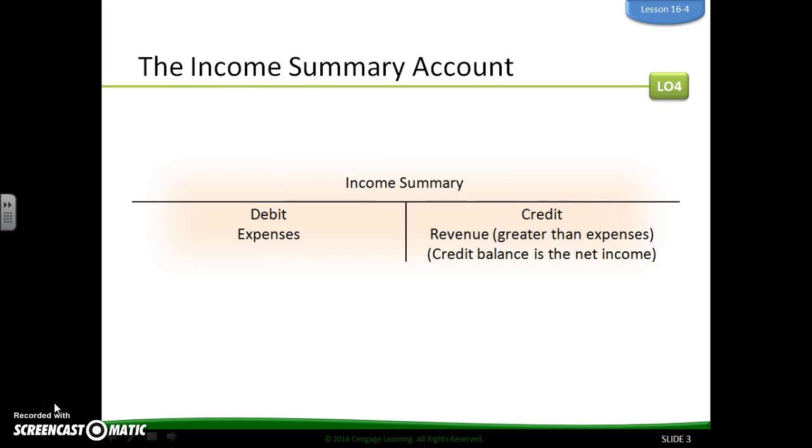Now, I'm going to direct you to that T account for the income summary information, and this is on page 494, and it's probably just a good idea to review this T account as it deals with the debit and credit from that income summary, where the expenses are, where the revenue would be, and then if there is a credit balance, now we have net income for our business.